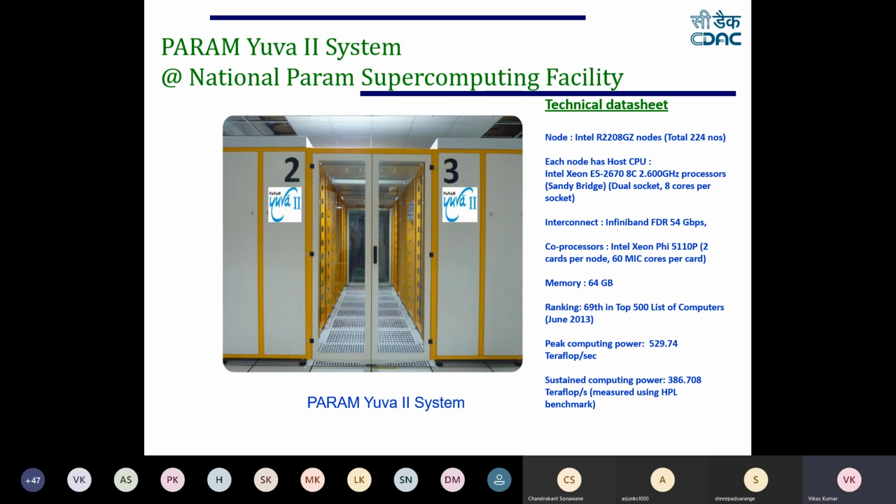I talked about this Param Yuva 2. It is operational at the Pune University campus premises, and it has a total of 224 nodes, and each node has a memory of 64 GB. All these nodes are connected through InfiniBand, and it has a co-processor, that is Intel Xeon Phi, and at some nodes we also have GPU computing facility.